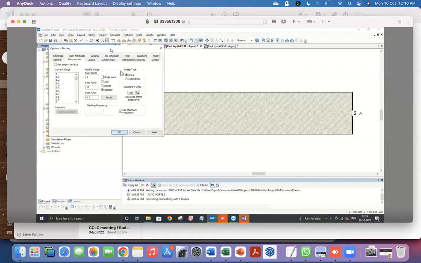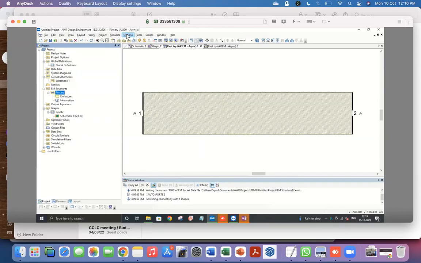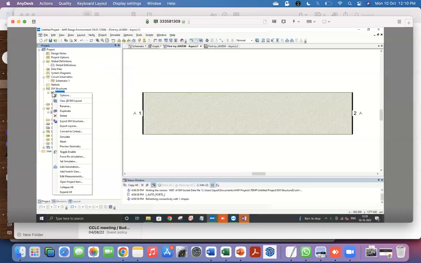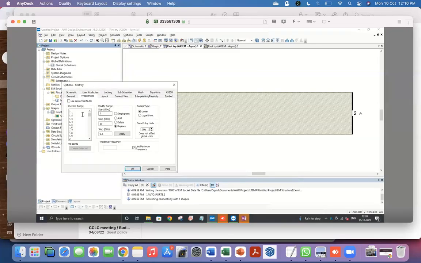So in this case, I came to this menu not from here, options, project options, but instead I right-clicked the EM structure here and went to options, and then it has given me this frequency. Now I don't know why the project default setting is not there, but if you just click this, then it will take the global settings. But you can specify a different set of frequencies for this EM structure.